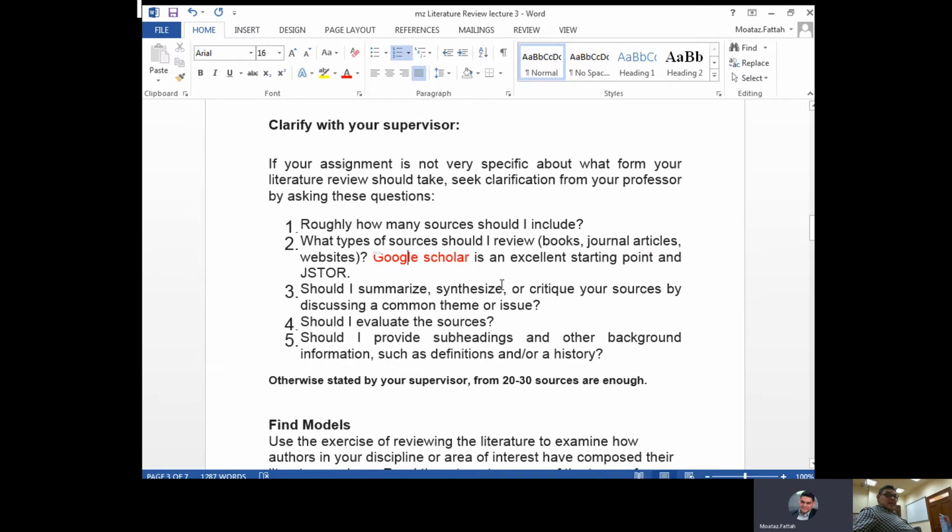should I summarize, synthesize, or critique your sources by discussing a common theme or issue? Of course, you need to do that. You see, you need to come up with a theme of some sort to say, okay, I'm going to compare, for instance, Shura versus democracy. These are the scholarship done on Shura, and this is a scholarship done on democracy, and this is scholarship that was done to try to find a compromise between Shura and democracy, basically saying that, oh, Shura is democracy in Islamic terms, and democracy is Shura in secular terms. Okay, you can do that.